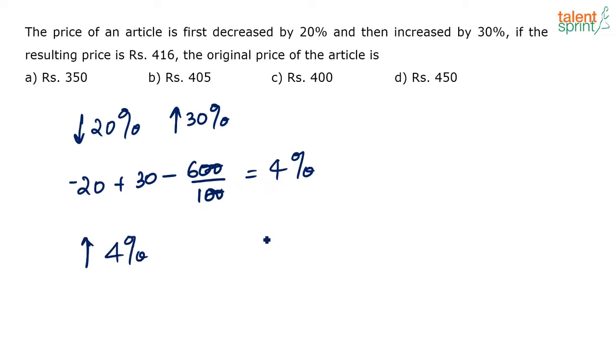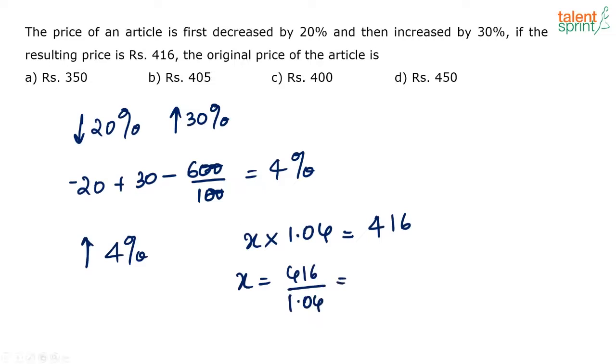So if the actual price of the article was X, the price has increased by 4%. So increased by 4% is nothing but X into 1 plus 4 by 100, or you can take it as X into 1.04, correct, and the resulting price is given as 416. Find out the value of x, that's all, correct. So 416 by 1.04, when you solve it you get it as 400. So x is equal to 400.